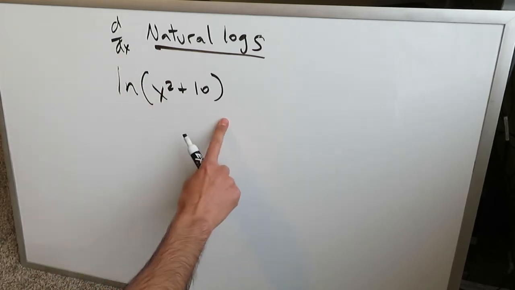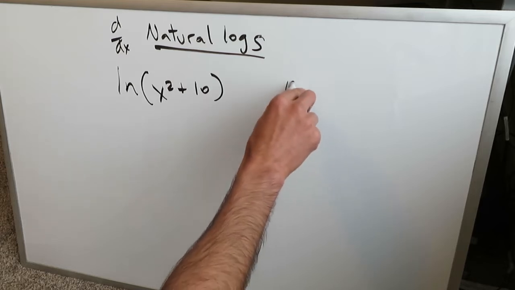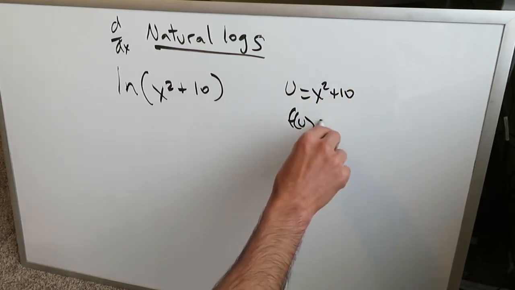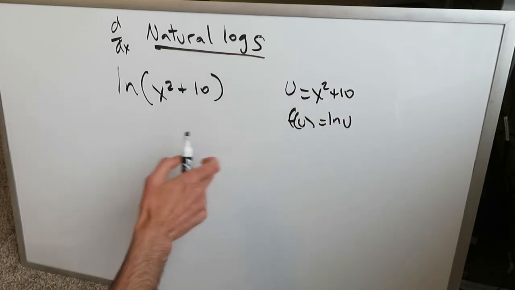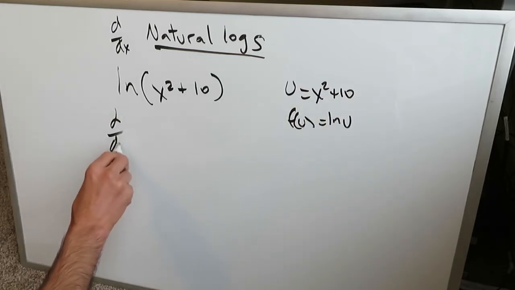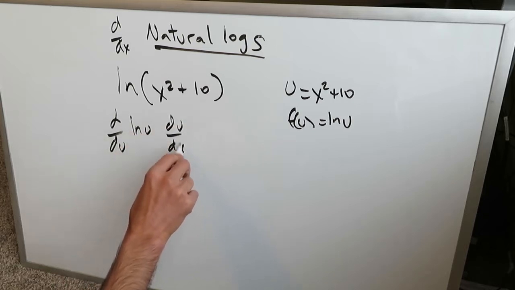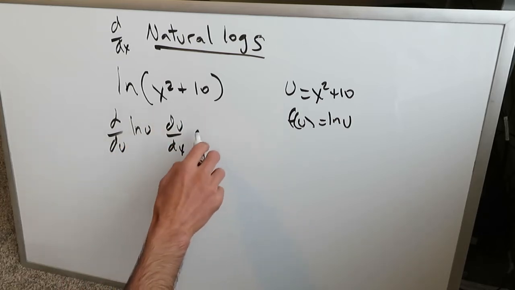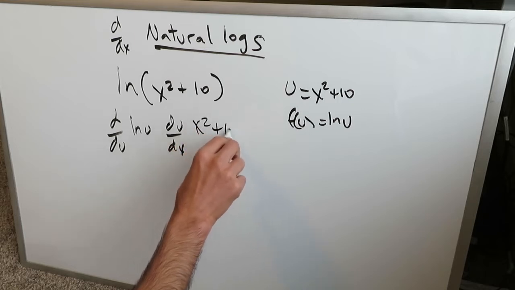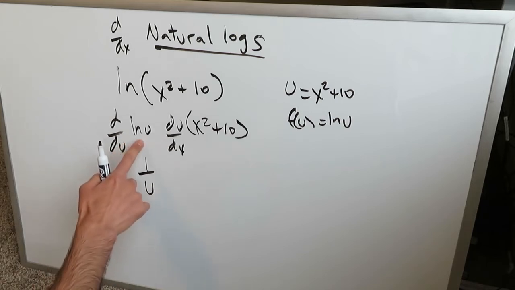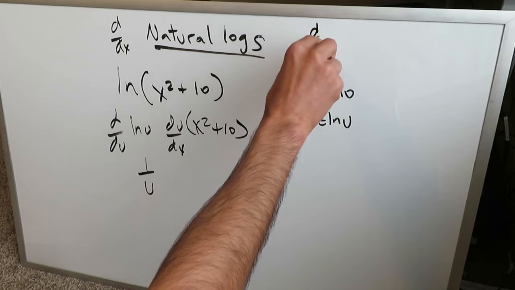You know this right as a composite, so you treat it as such. You do u is equal to x squared plus 10, and then f of u is equal to ln u. So this right here is going to be an easy question. Derivative with respect to u, ln u, and then the derivative with respect to the actual composite substitution part is going to be in this parenthesized part right here. Ln u derivative is 1 over u. You know the basic scheme for natural log of x is 1 over x. You know that's the derivative scheme.